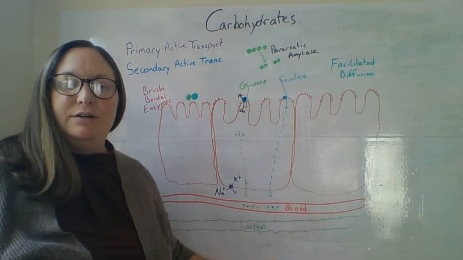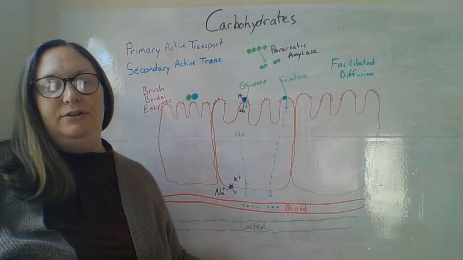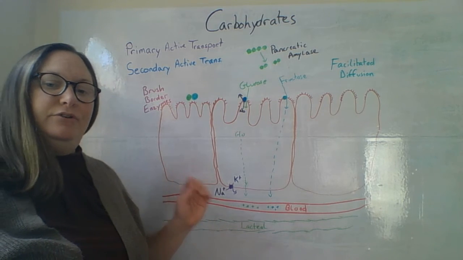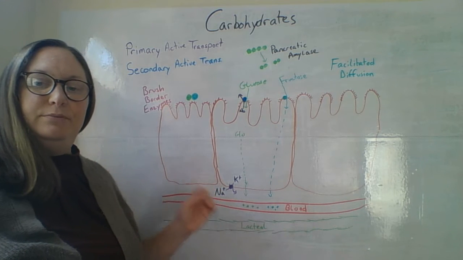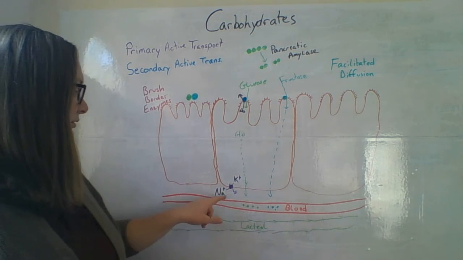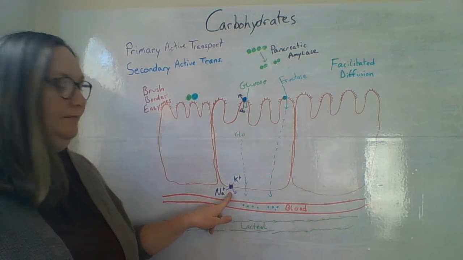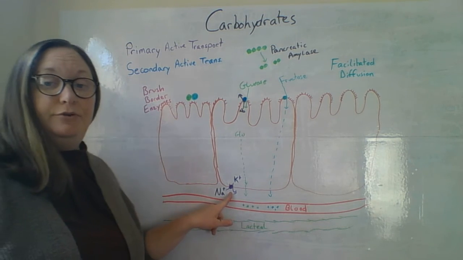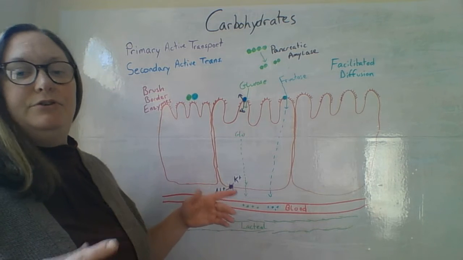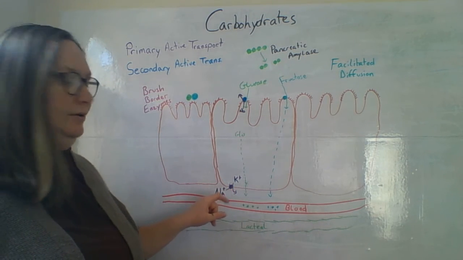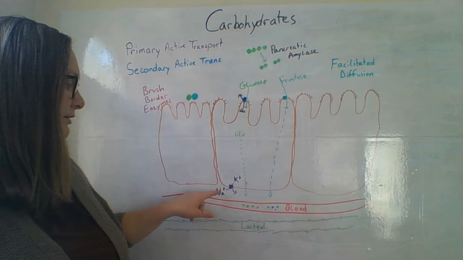Alright everyone, I want to talk about the absorption of carbohydrates. And I want to start here by talking about the sodium-potassium pump. Enterocytes, or small intestine simple columnar cells, which are the ones involved in the absorption, have sodium-potassium pumps on their basal membrane.